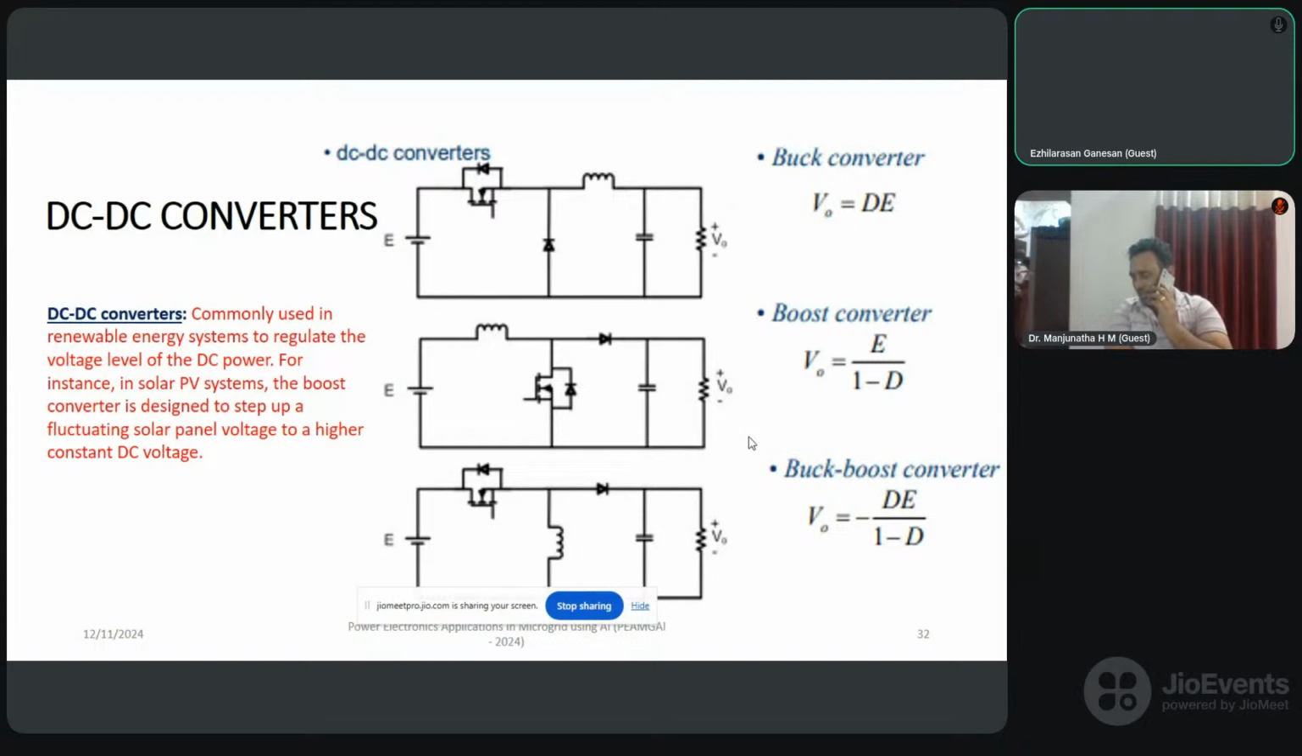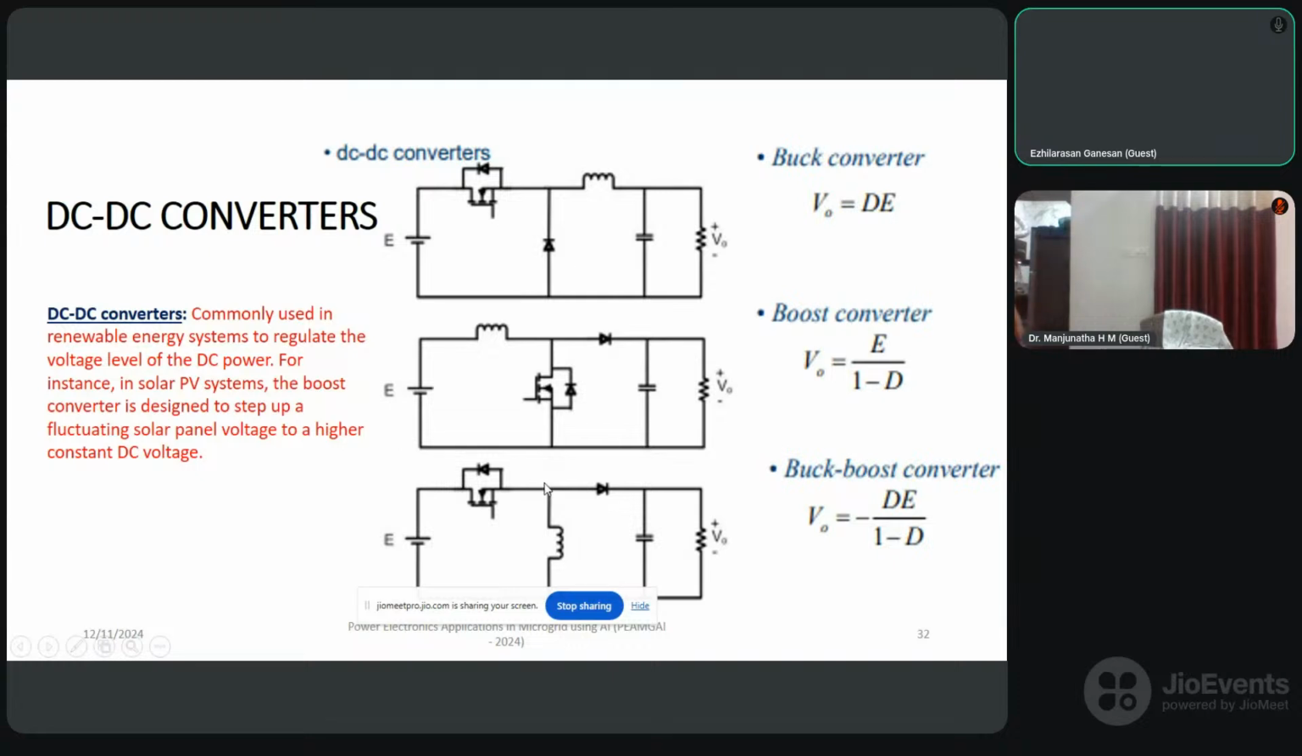So now we go to the converter sections, the main topic of this session. DC-DC converters is what you are seeing. Three converters I have given here. Buck converter, where the output voltage is less than the input voltage. Then boost converter, where the output voltage is greater than the input voltage. Then buck boost converter, where the output voltage can be more or less than the input voltage. It is a DC-DC converter.